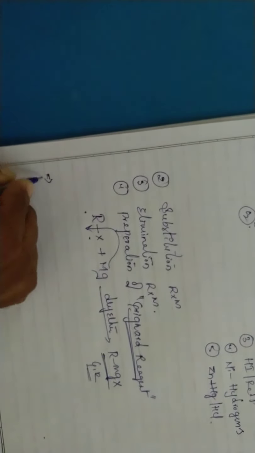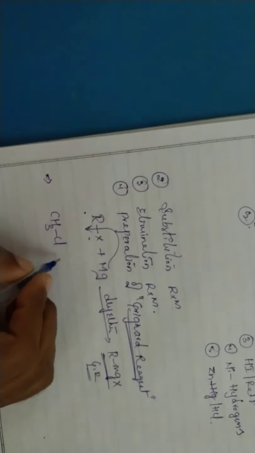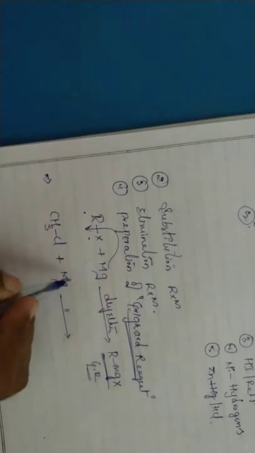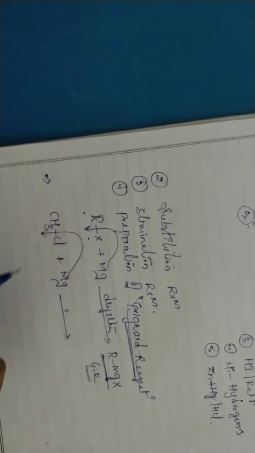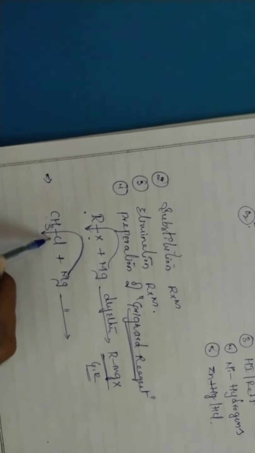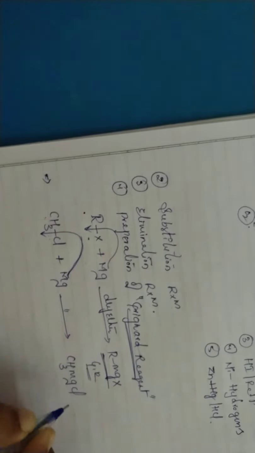If you see the example, I am taking here CH3Cl, that is methyl chloride. When methyl chloride reacts with magnesium metal in the presence of dry ether, this magnesium will insert between the CH3 and Cl. So we have to do only one thing: place the magnesium in between the methyl and chlorine. Then we will get CH3MgCl.